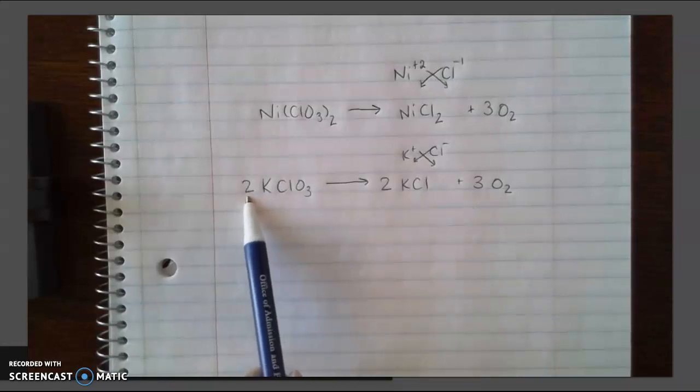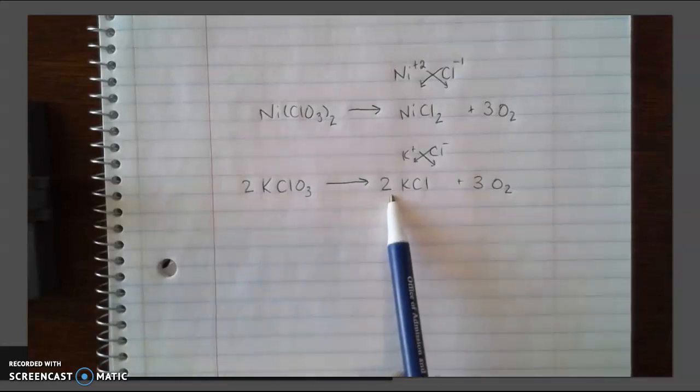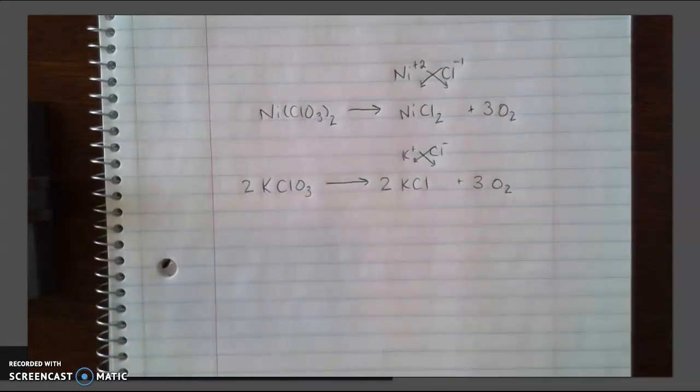Adding this 2 over here on the reactant side means we now have 2 potassiums and 2 chlorines. So we want to put a 2 in front of the KCl as well.